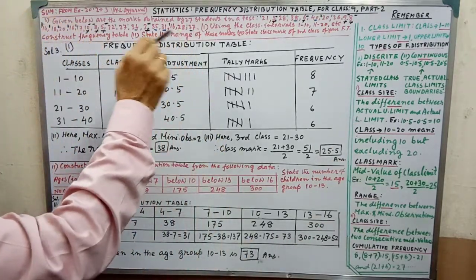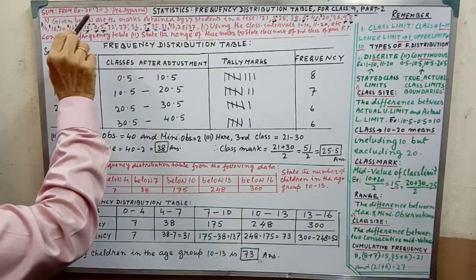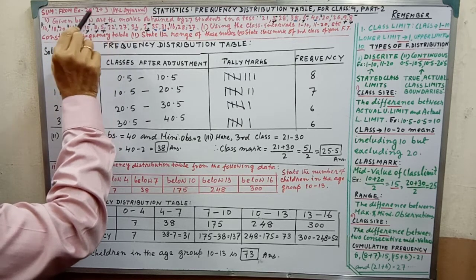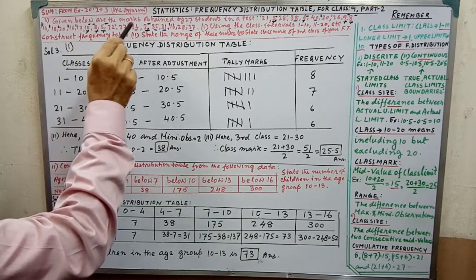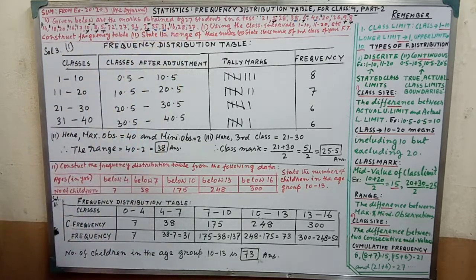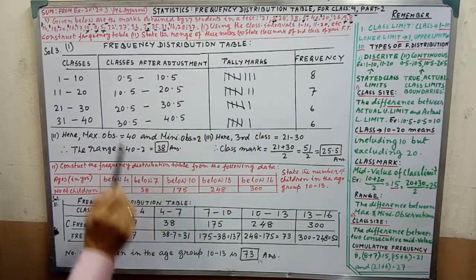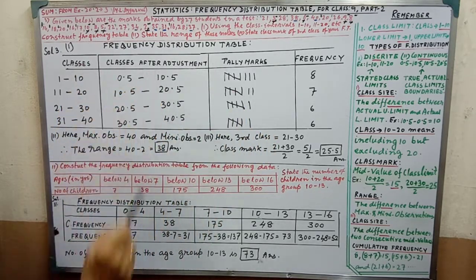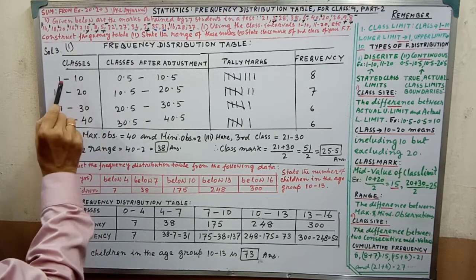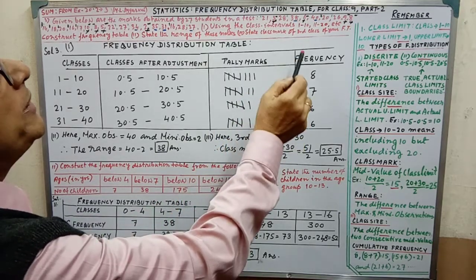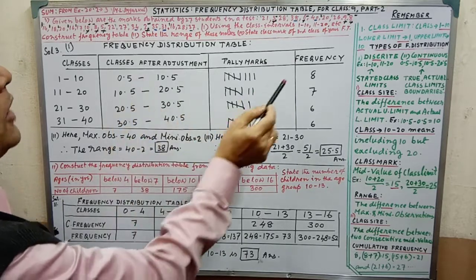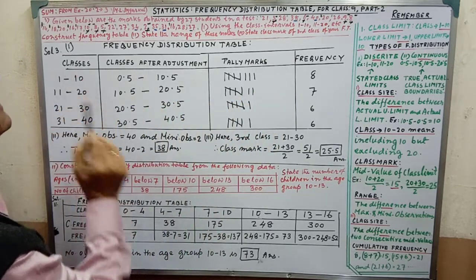Now the sums, please see the sum. The sums are given from ML Aggarwal, exercise 20.2. Given below are the marks obtained by 27 students. For the frequency distribution table, you have to make the table in this way. The classes after adjustment, that means this is discrete, you have to make it continuous. Tally marks and frequency. Frequency means how many are in this class interval.